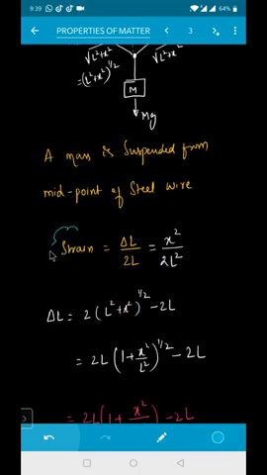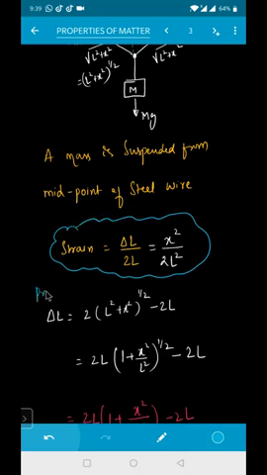Okay. So this is the formula you need to remember. This is your proof. So this is the standard formula. Whenever a mass is suspended from the midpoint of the steel wire, the strain is calculated with the formula x square by 2 L square. You need to remember it.